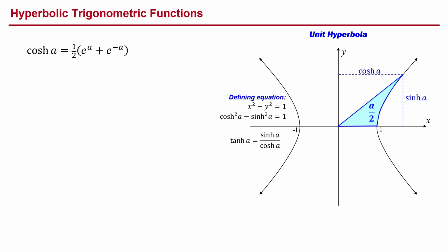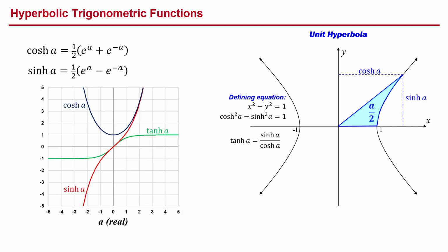Hyperbolic cosine of A equals 1/2 times e to the A plus e to the minus A. Hyperbolic sine of A equals 1/2 times e to the A minus e to the minus A. In general, A may be a complex number, but here is a graph of the hyperbolic sine, cosine, and tangent functions for real values of A.